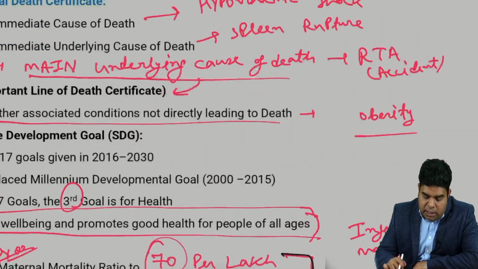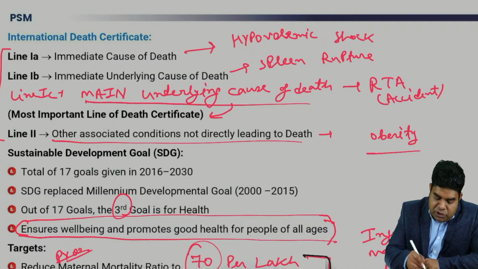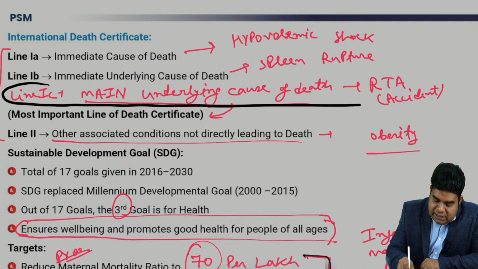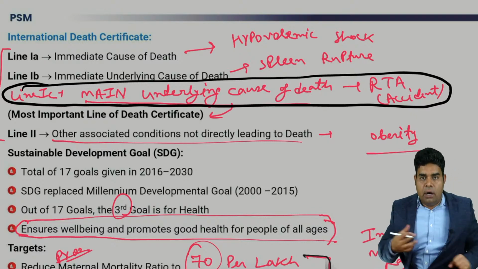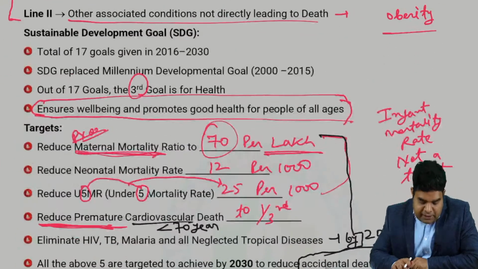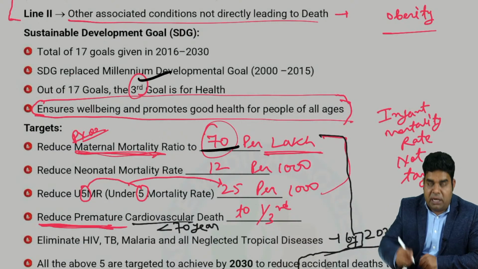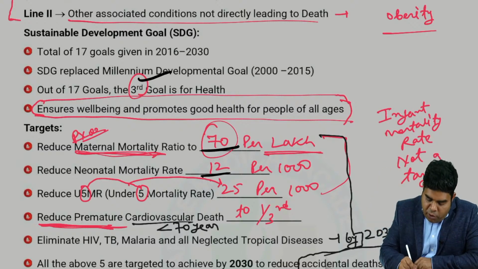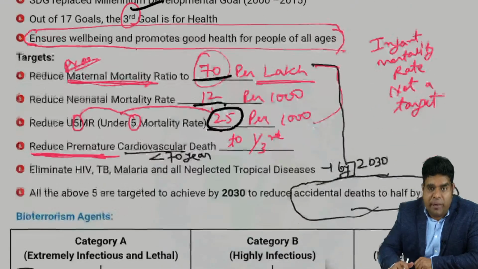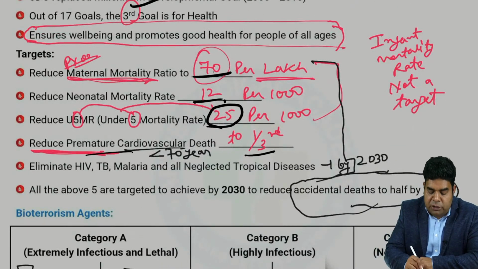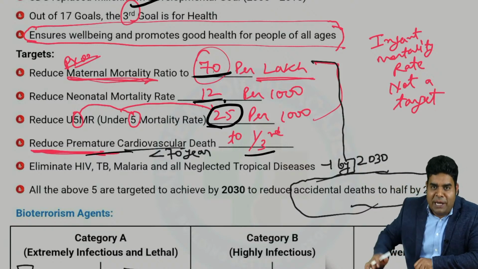Do you remember? Now, in the international death certificate, they only ask one question: which line is most important? Line 1C is the most important because it writes the main underlying cause of death. It is known as heart of the death certificate. Then in sustainable development goals, we have revised it many times; the third goal is for health. And you have to remember 70, 12, 25: for MMR 70, neonatal 12 and under 5, 25. One-third should be reduction of premature cardiovascular death. And by 2030, TB, malaria, HIV should all go away.